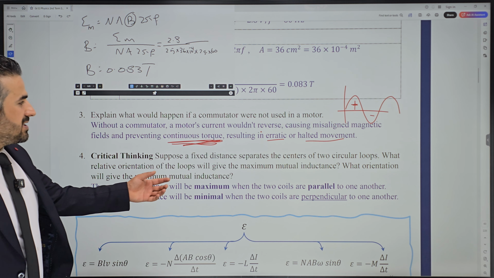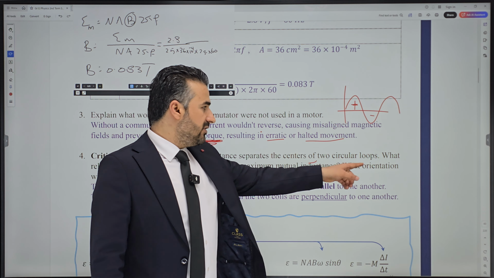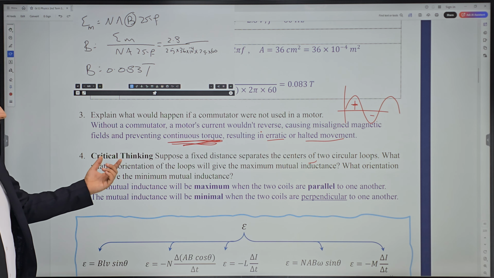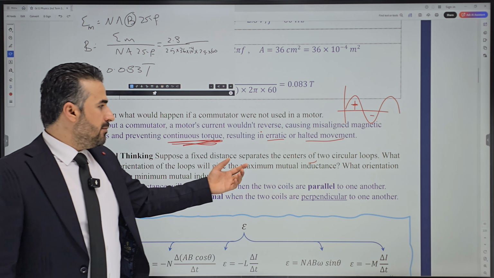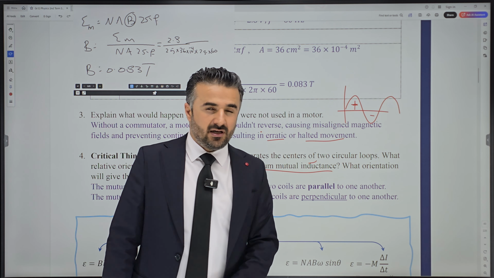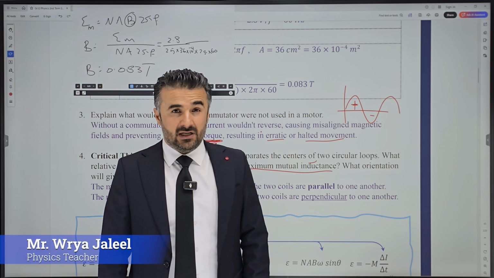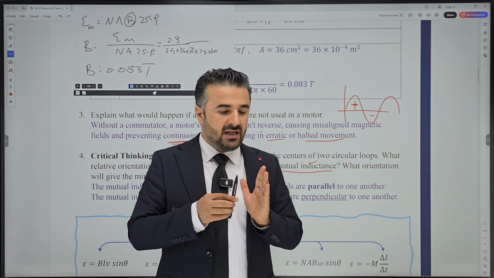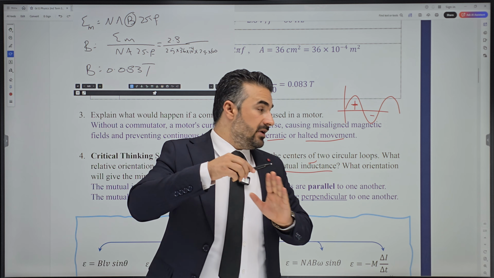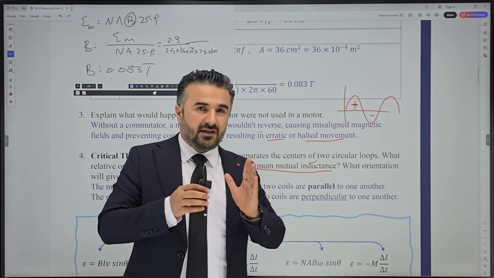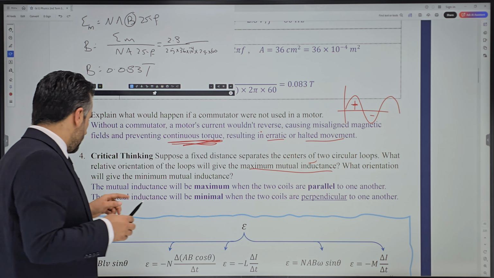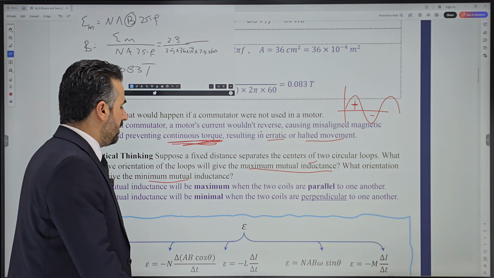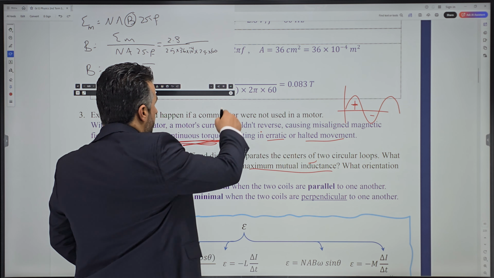Critical thinking. Suppose that a fixed distance separates the centers of two circular loops. What relative orientation of the loops will give the maximum mutual induction? If they are parallel, we get maximum EMF. If they are perpendicular, we get minimum. If you place them parallel to one another, what orientation will give minimum mutual induction? If the two coils are perpendicular to one another. And by the way, that would be the end of this section here.